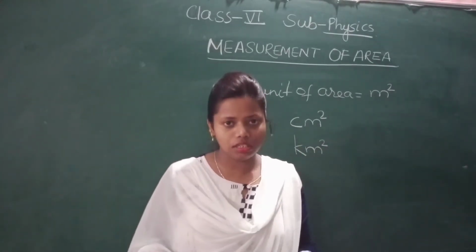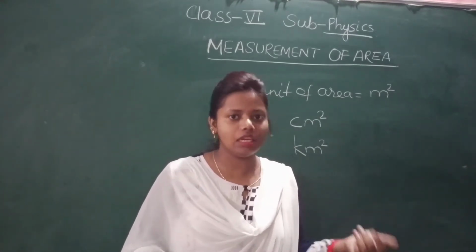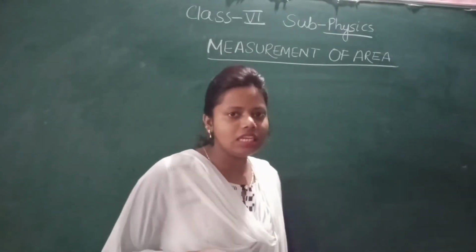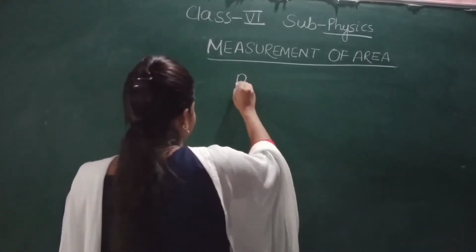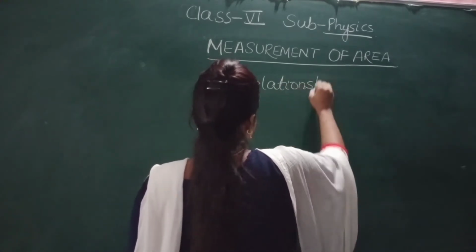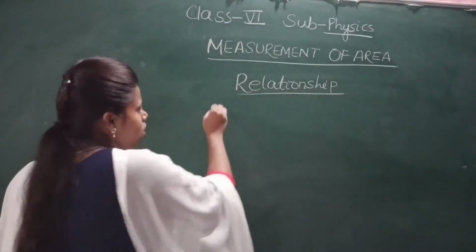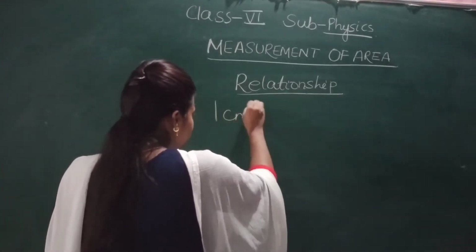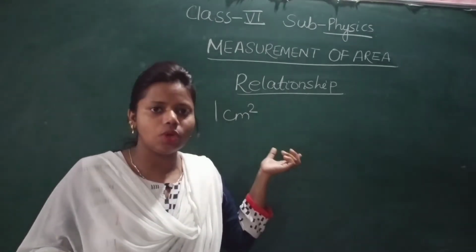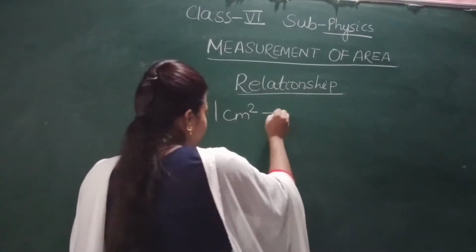Now there is a relationship between other units and the SI unit. Let's see the relationship. How do we find this relationship? We are going to relate 1 centimeter square to how many meter square. So this is 1 centimeter square.